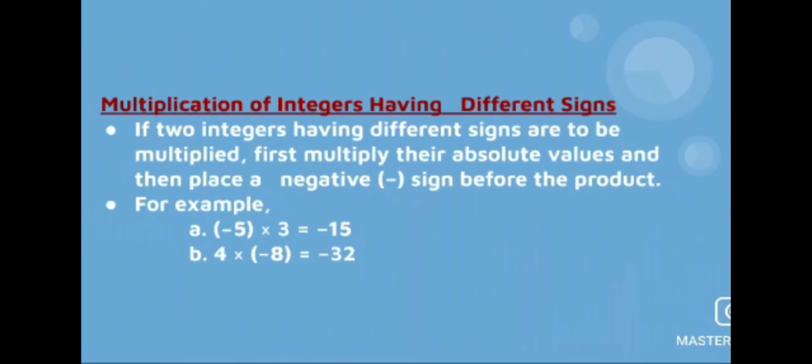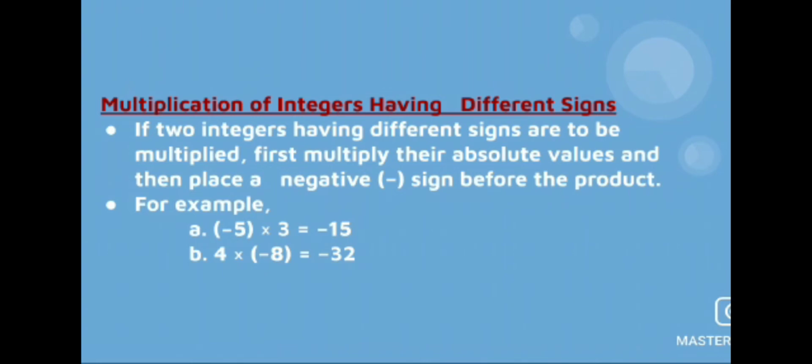Next, multiplication of integers having different signs. If two integers having different signs are to be multiplied, first multiply their absolute values and then place a negative sign before the product. If we have alternative signs, we have to include a negative sign before the product. Minus 5 into 3. So 5 3s are 15. Before that you have to include a negative sign.